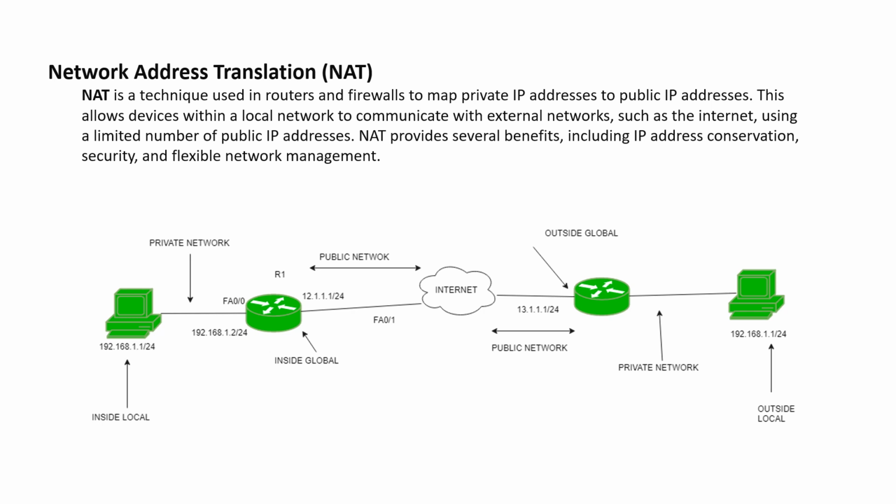NAT is a process in which one or more local IP addresses are translated into one or more global IP addresses and vice versa. NAT says an organization should use only one public IP address and connect the entire internal network with private IP addresses. All the private IP addresses should be connected through the router having NAT, which has the public IP address.